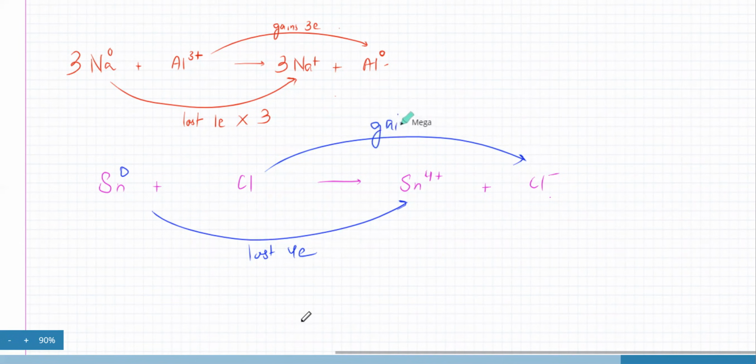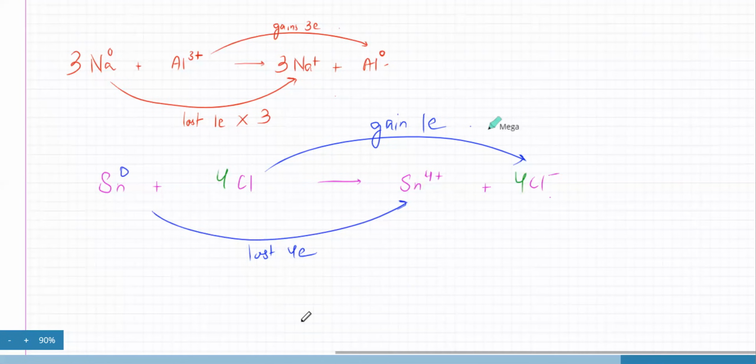So the number of electrons gained and lost, they must be equal. If tin is losing 4 electrons, Cl has to gain 4 electrons, right? How many Cls should I have? Just one, and you need 14. If I have 4 tins, the number of electrons lost would be 16 now. Oh, okay. So is it just one tin then? So how can I make Cl gain 4 electrons? How many Cls do I need?